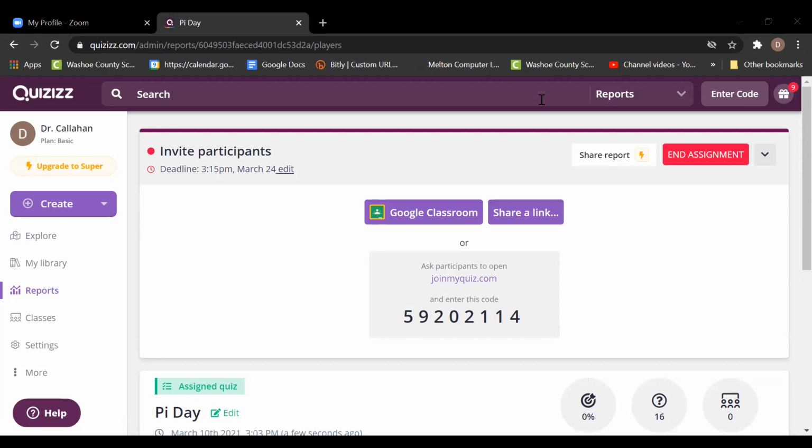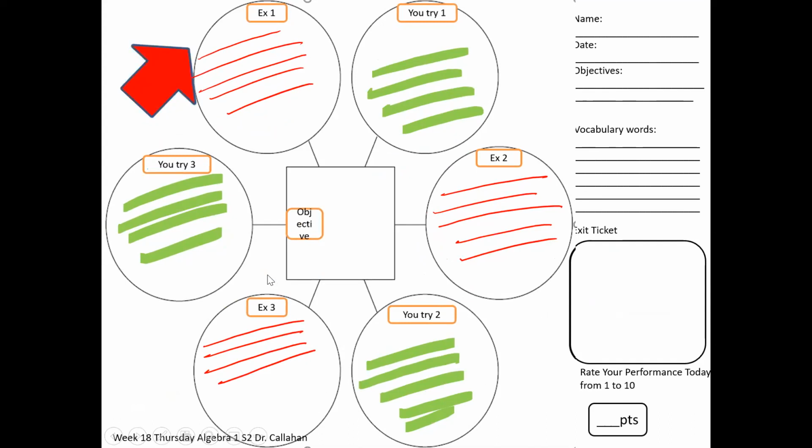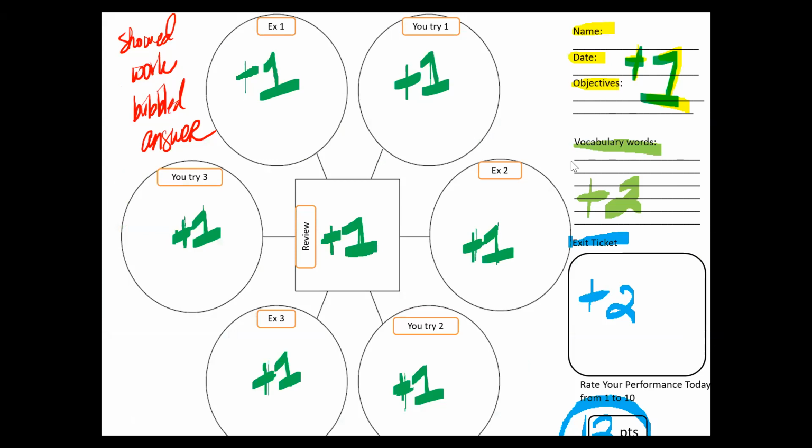All right, so with that said, I'm going to have you turn over to Week 10 Thursday's whole guided notes, which looks like this. We're going to go over 3 examples, and with each of the examples I go over, you are going to do a you-try problem on your own. So take a look at what is expected of you. All right, let's get started. We're going to talk about how to solve quadratic equations with square roots.